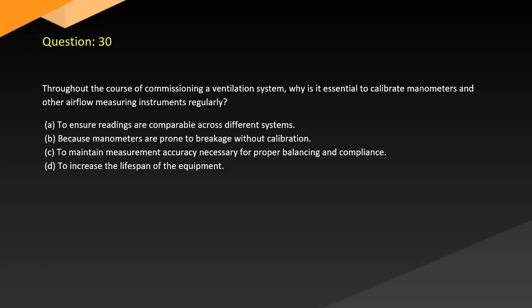Question 30. Throughout the course of commissioning a ventilation system, why is it essential to calibrate manometers and other airflow measuring instruments regularly? A. To ensure readings are comparable across different systems. B. Because manometers are prone to breakage without calibration. C. To maintain measurement accuracy necessary for proper balancing and compliance. D. To increase the lifespan of the equipment.